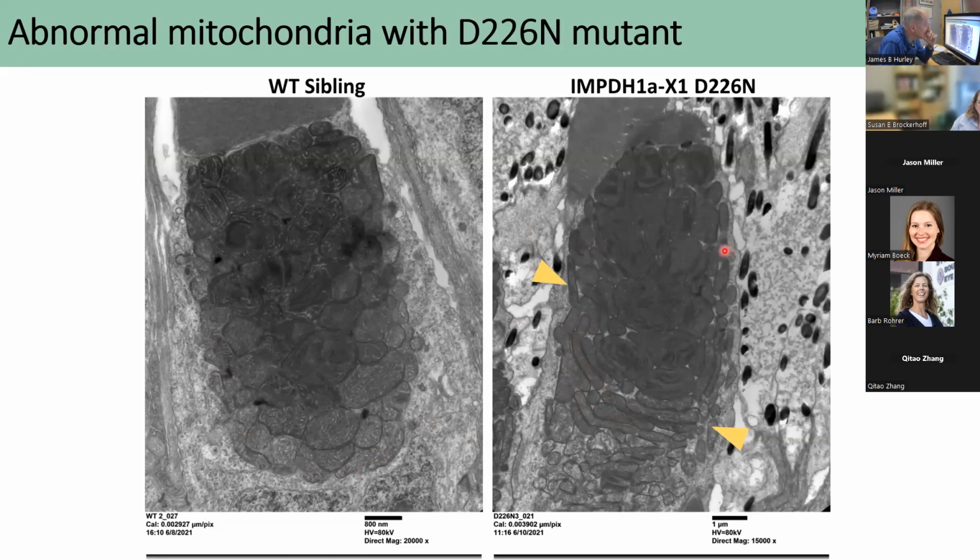We have repeated this, and it does seem to hold up, and we see in general that the D226N mitochondria look abnormal. So we're really excited to get more quantitative with the data set. It's a relatively new data set, and also look at the K23AD mutant as well.